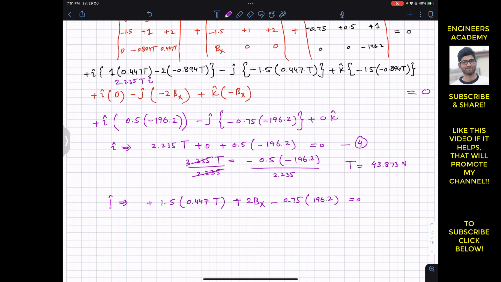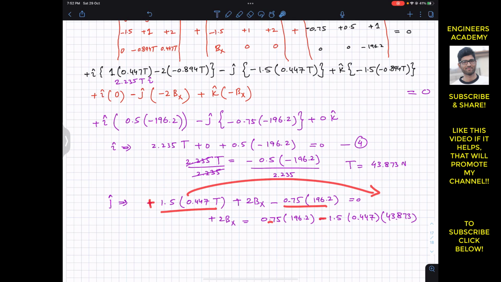Now in this equation we know this t, since we have determined this t. So if I insert this t value, we will be able to find Bx. So let me put the t value here. From this we can write that plus 2Bx is equal to 0.75 into 196.2 minus 1.5 into 0.447 into t, and t is 43.873. I brought this term to the other side of the equation, so it is positive, so it will become negative, and this term will become positive on the other side of the equation.